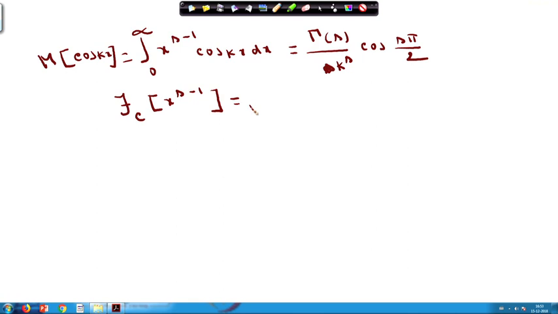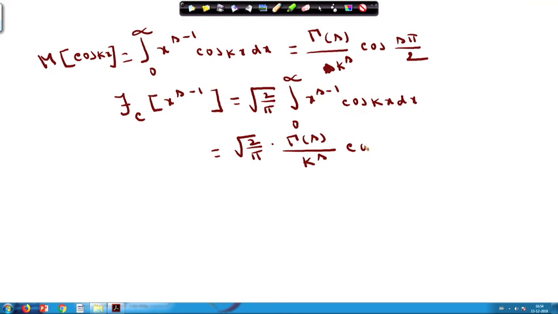From the definition, it is root over 2 by pi, integral from 0 to infinity of x to the power s minus 1 into cos of kx dx, that is, f x into cos of kx dx. From the definition of the Fourier cosine transform, we can write the Fourier cosine transform of x to the power s minus 1 equals root over 2 by pi times the integral from 0 to infinity of x to the power s minus 1 cos kx dx. And this integral is nothing but the Mellin transform of cos kx, whose value we already know. So, root over 2 by pi into gamma s by k to the power s into cos of s pi by 2. So, using the Mellin transform of cos kx, I can find out the Fourier cosine transform of x to the power s minus 1.